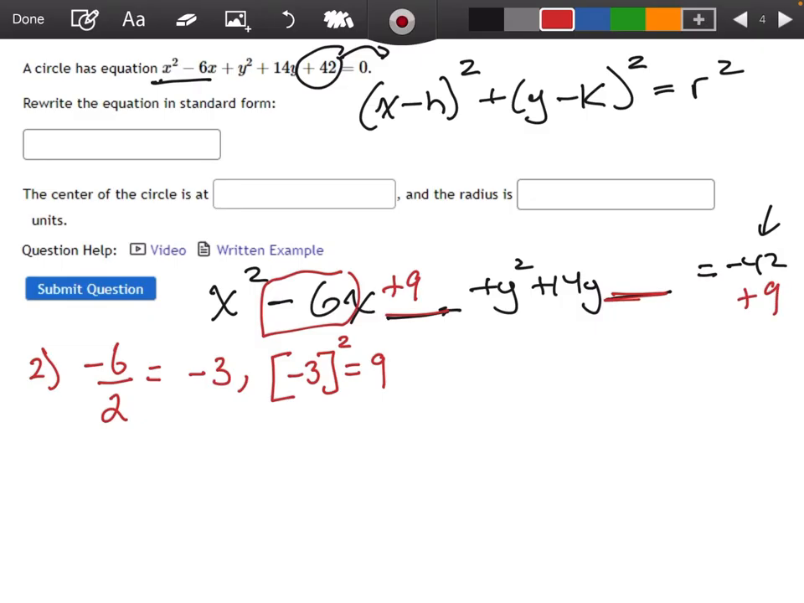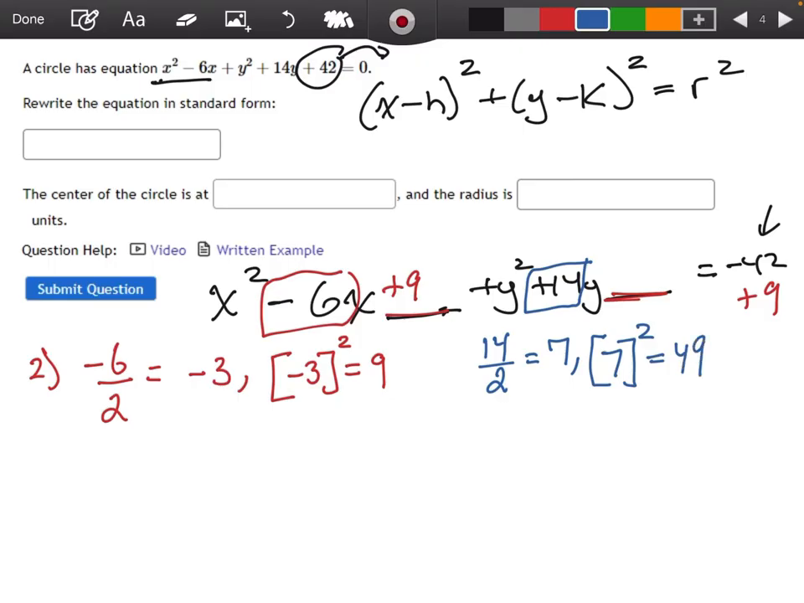Okay. Just like we did this with the number in front of the x, we're going to repeat that process with the number in front of the y. I'm going to take the number in front of the y, 14. I'm going to divide it by 2. That's 7. Then we're going to take the number 7 and square it. We're going to get 49. I'm going to add a 49 here, and I'm going to add a 49 here.